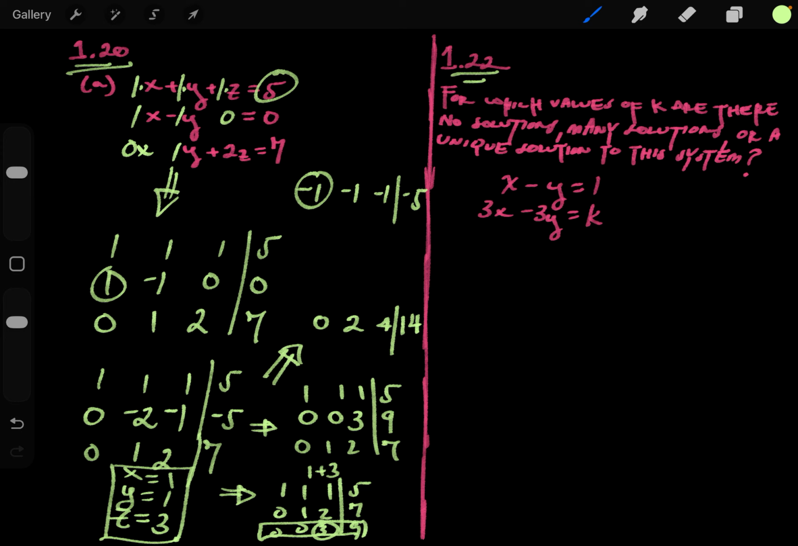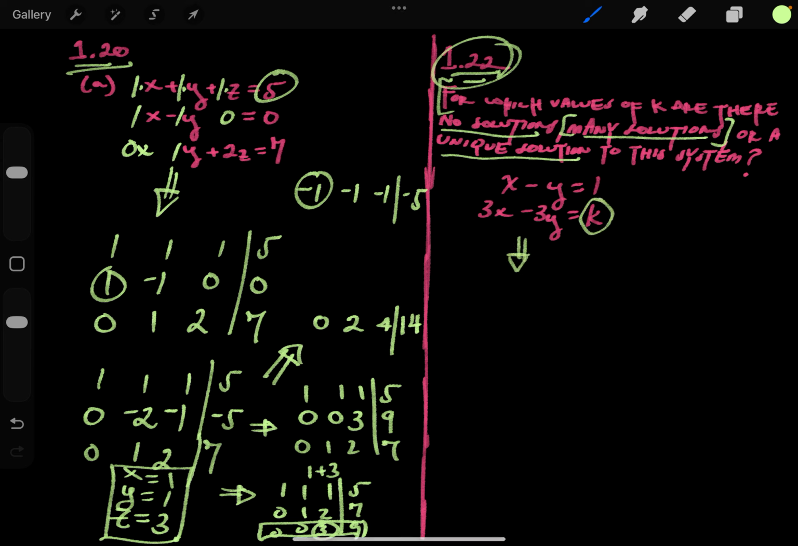Now, to this question, I want to do something similar. Let's just read it. For which values of k are there no solutions, many solutions, or a unique solution to the system? Now, we know that many solutions actually just means infinite solutions, but at this point in the text, they don't have that result, so they're saying many solutions. But that's fine. Let's answer this question regardless. So we want to see for what values of k we have no solutions, many solutions, or a unique solution. So I'm just going to make this into a matrix again.